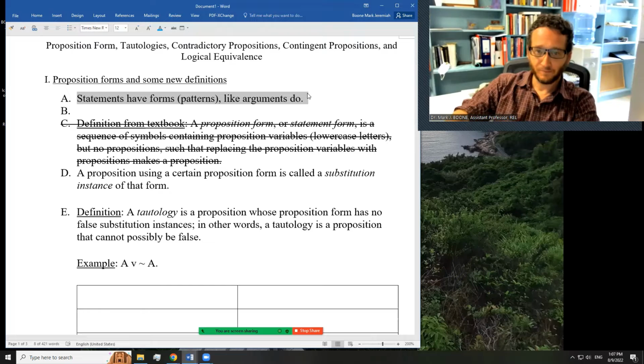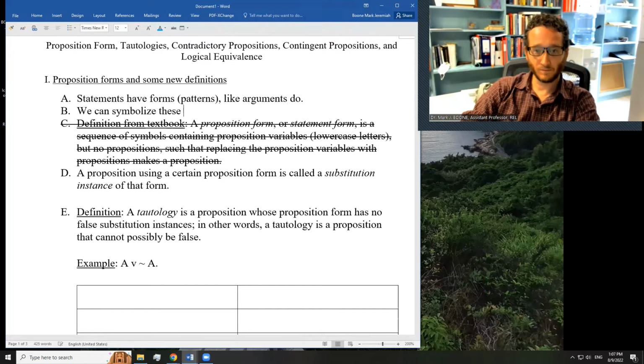They have patterns. Statements have forms or patterns, like arguments do. We can symbolize these forms to study the patterns. Let me say, we can symbolize the patterns in order to study them. Or we can symbolize the forms in order to study them better.